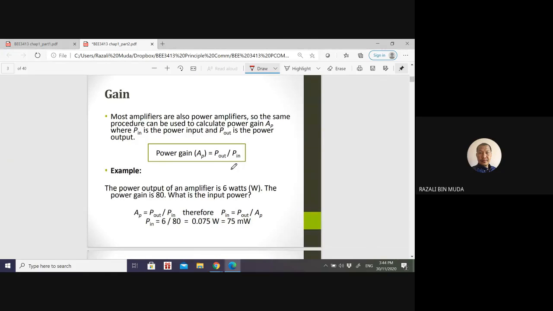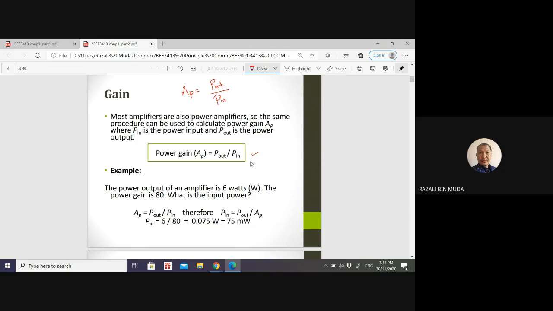Okay, so if you have gain of the power, AP, power gain AP is P out over P input. So it's always output over input.